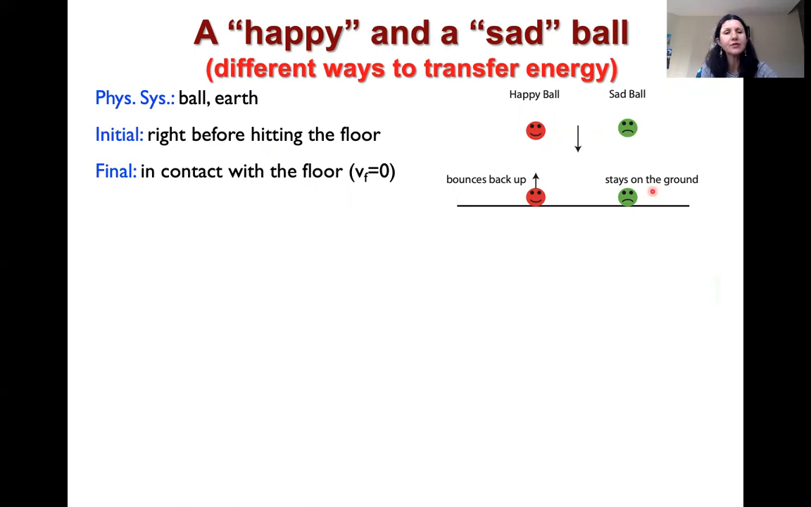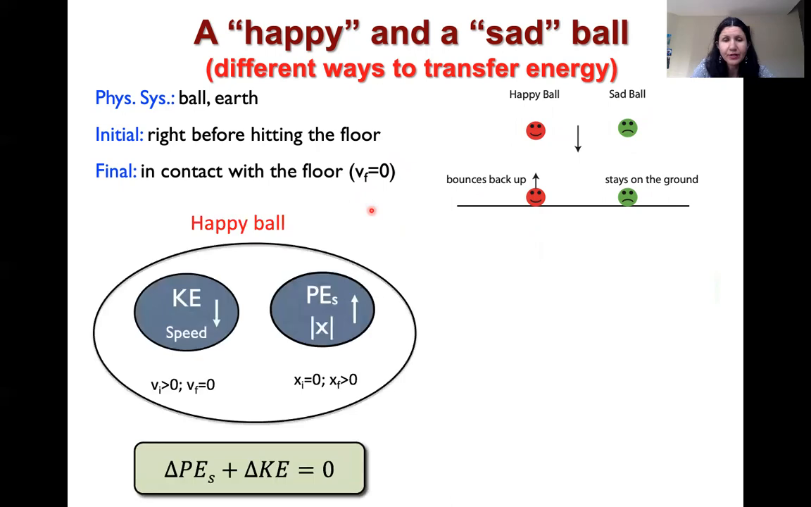So the final interval we want to look at is when the ball is in contact with the floor. Both of them will have a time when the speed is 0. For a sad ball, it's going to stop and stay stationary. So it's going to be its final moment, whereas the happy ball does bounce back, but at some moment as it's turning around, its speed has to go to 0. So let's look at the energy interaction diagrams for both situations.